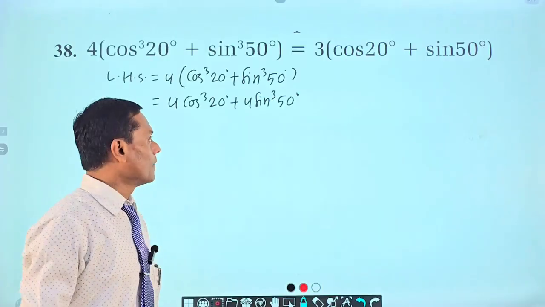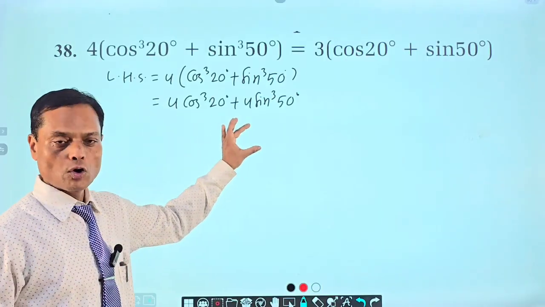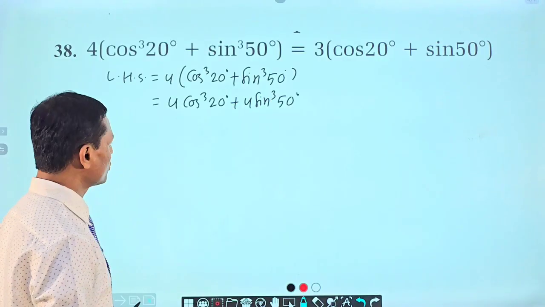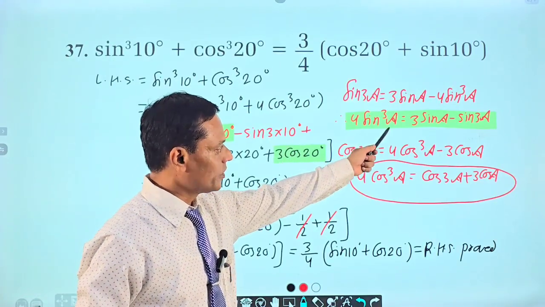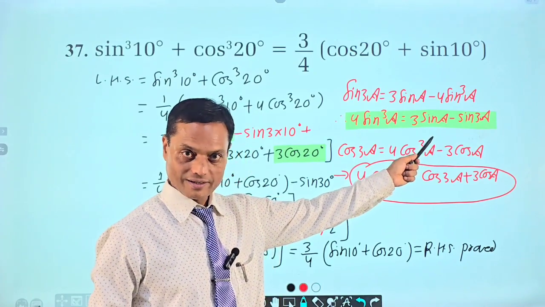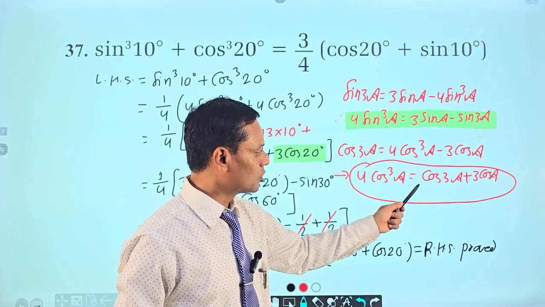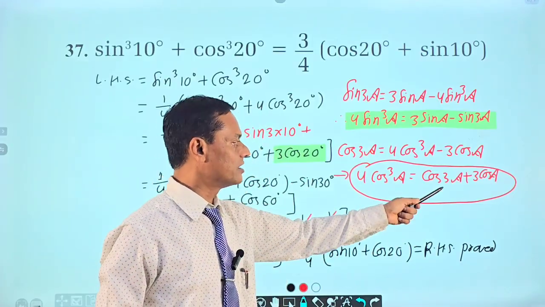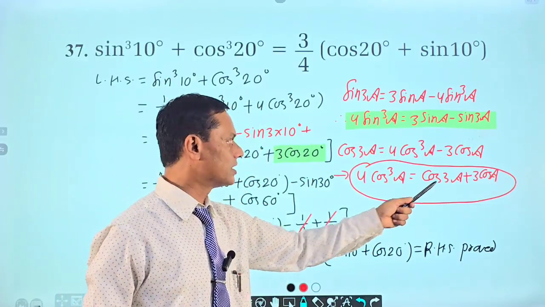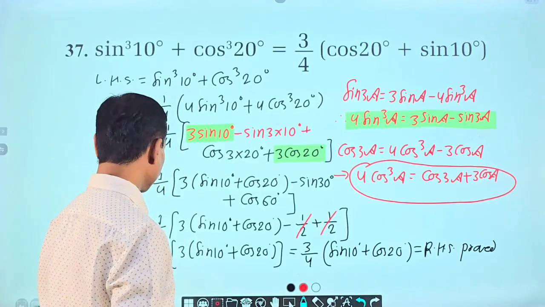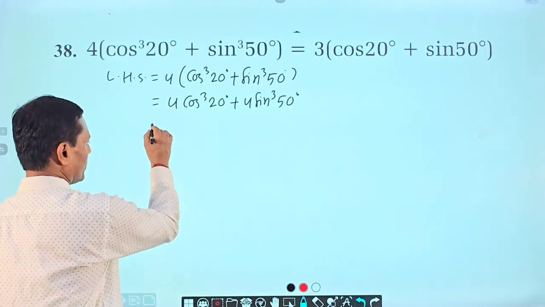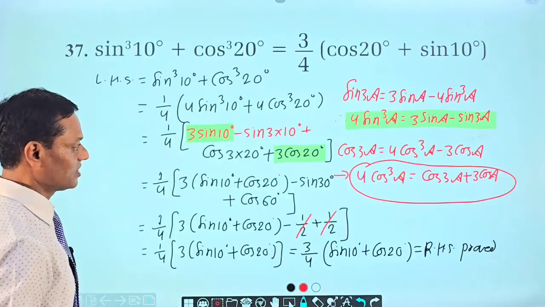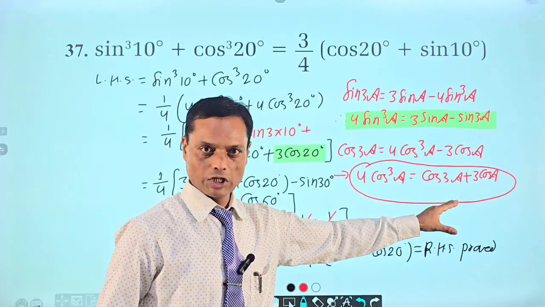Now remember the formula of 4 cos cube A and 4 sine cube A. 4 sine cube A equals 3 sine A minus sine 3A, and 4 cos cube A equals cos 3A plus 3 cos A. So we have to apply the formula here. Not to forget the formula: 4 cos cube A is cos 3A plus 3 cos A.